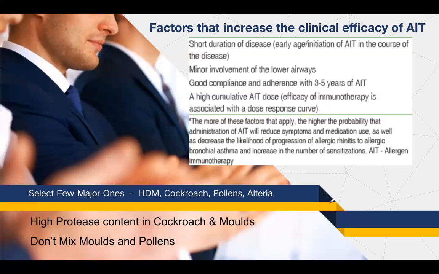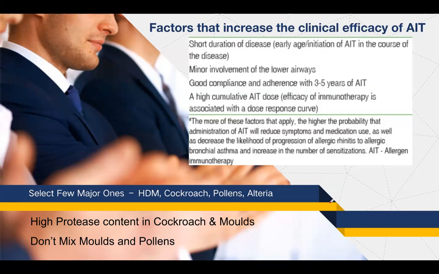There are not many studies regarding food allergen desensitization, so food allergen immunotherapy is not approved. Though there are certain studies with peanut, milk, or other types of oral allergen immunotherapy, they are not convincing yet. So we are not using food allergen immunotherapy. But with house dust mite, cockroach, some specific pollens, and Alternaria-like molds, we can use them for the purpose of allergen immunotherapy. But we need to select only a few major ones, not all.